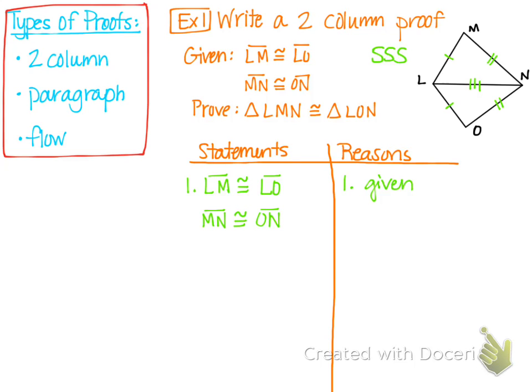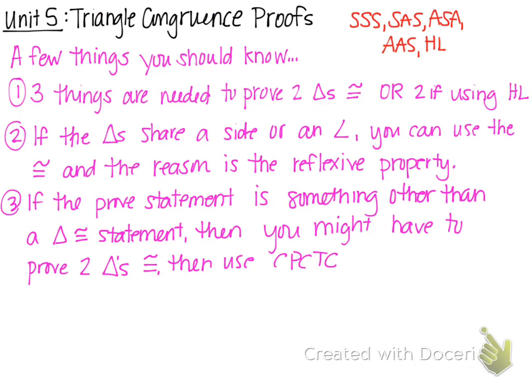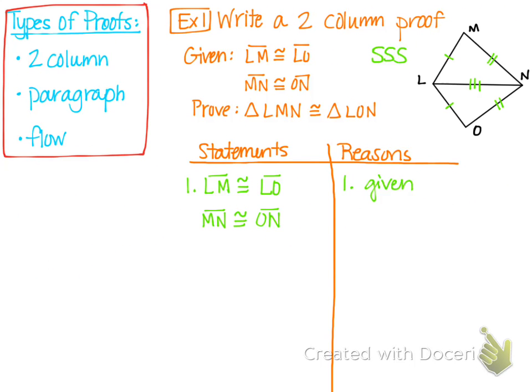Now, think back to our tip. I'm going to go back to these tips. Number 2 says, if the 2 triangles share a side or an angle, you can use this congruence, and the reason is the reflexive property. So we just said that it shares LN. So our statement is we're going to say that LN is congruent to itself. And our reason, based on the tip, is we're going to write reflexive property.